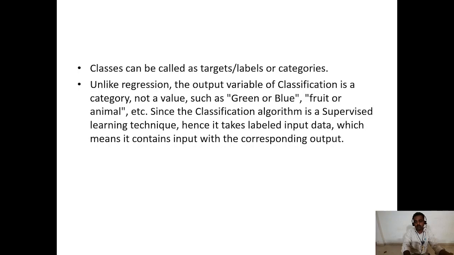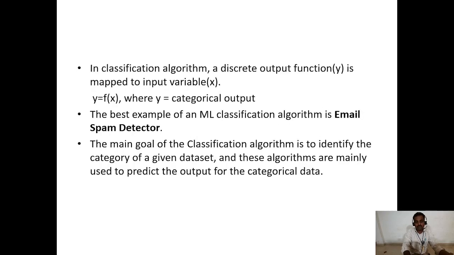Unlike regression, the output variable of classification is a category, not a value, such as green and blue, fruit or animal, etc. Since the classification algorithm is a supervised learning technique, it takes labeled input data, which means it contains input with the corresponding output. In classification algorithm, a discrete output function is mapped into input variable, y equal to f of x. Here y is nothing but a categorical output. The best example of machine learning classification algorithm is email spam detector.